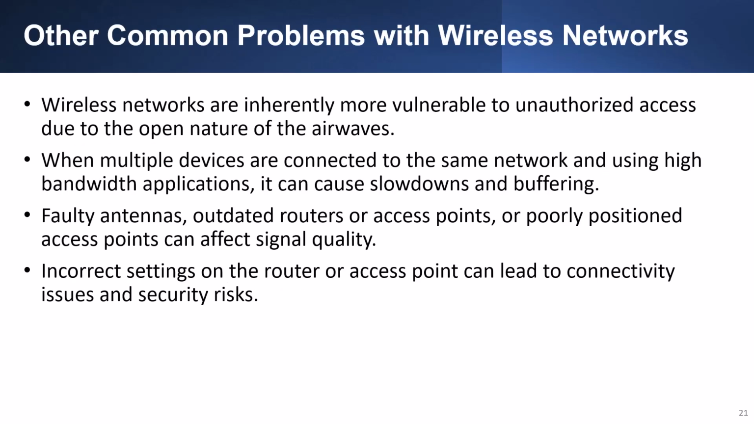Other common problems with wireless networks include: wireless networks are inherently more vulnerable to unauthorized access due to the open nature of the airwaves. When multiple devices are connected to the same network and using high bandwidth applications, it can cause slowdowns and buffering. Faulty antennas, outdated routers or access points, or poorly positioned access points can affect signal quality. Lastly, incorrect settings on the router or access point can lead to connectivity issues and security risks.